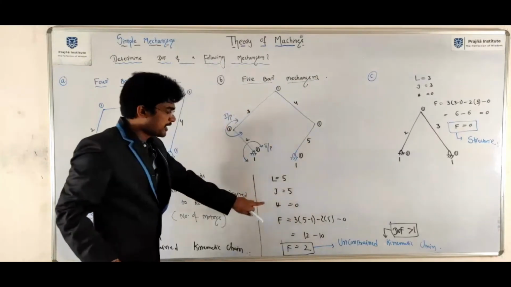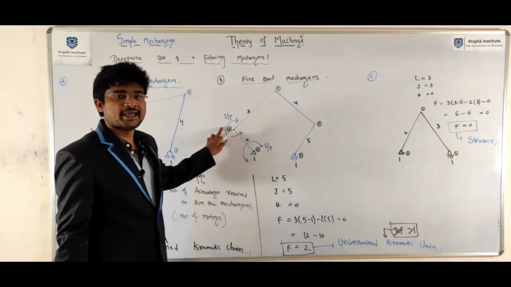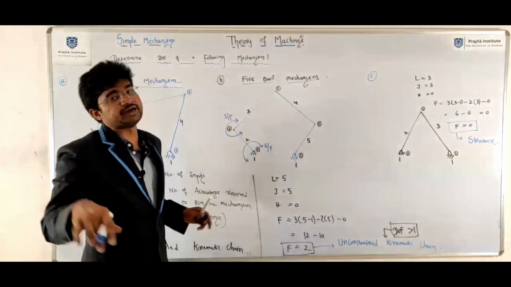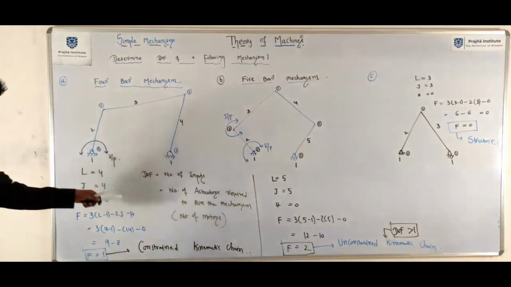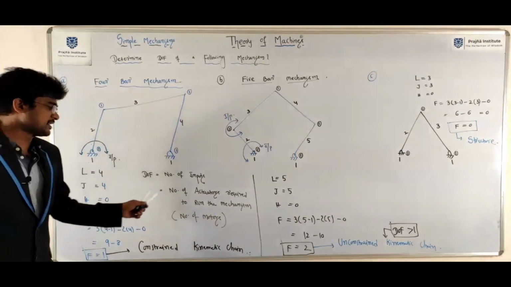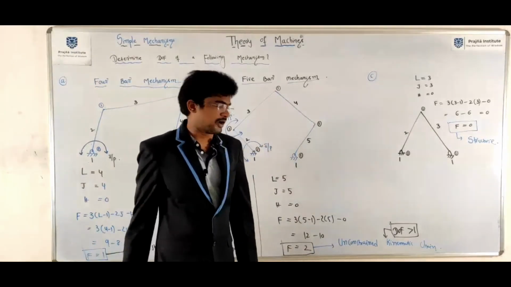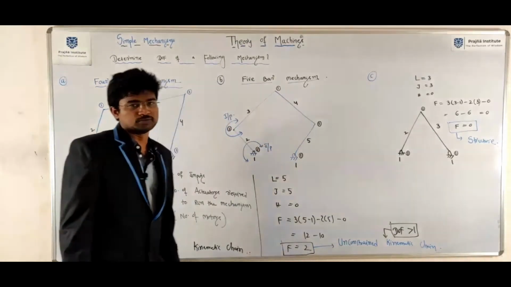It is very important. 2 degrees of freedom means 2 inputs, 2 motors or 2 actuators. 1 degree of freedom means 1 input is required to run the mechanism. To run this mechanism, 1 motor is sufficient. To run this mechanism, 2 motors are required, because the degree of freedom is 2.